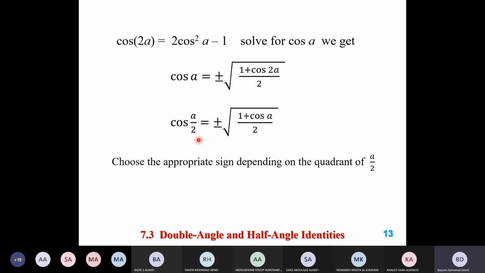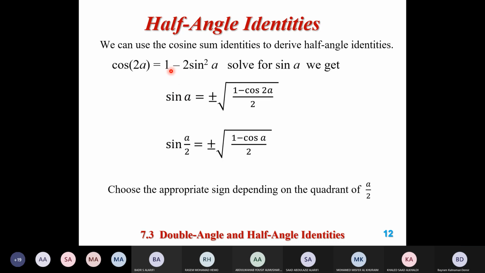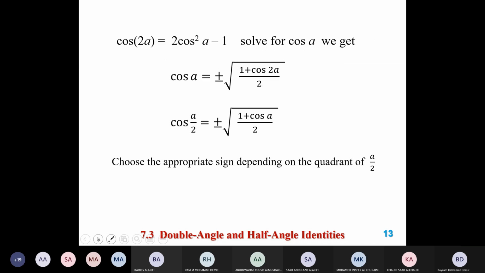Doctor? Yeah. Is there half angle for 1 minus 2 sine square? Can you hear me? Here? Yeah, we did it already, Shabab. Okay.